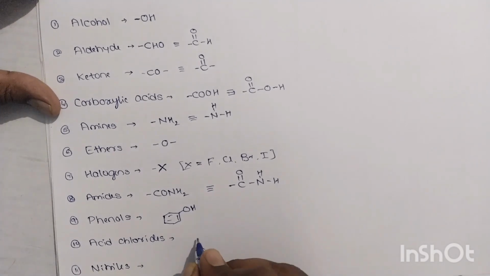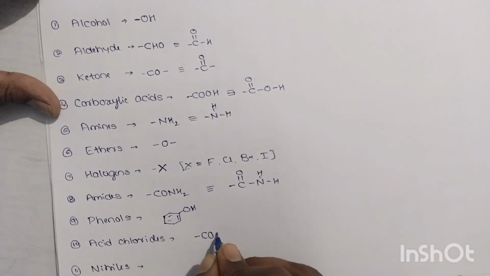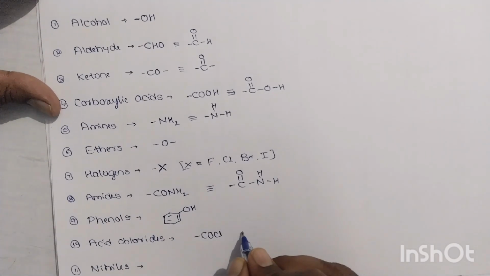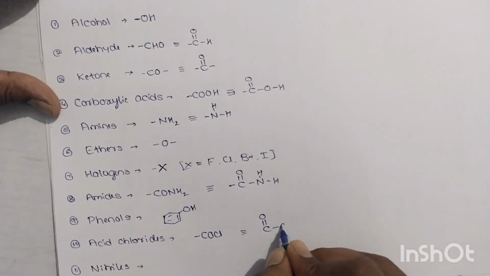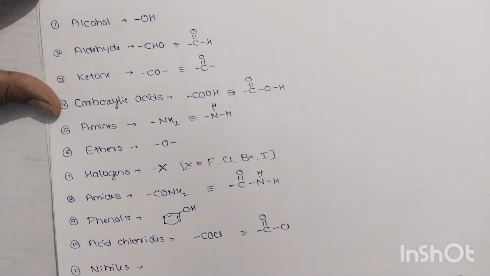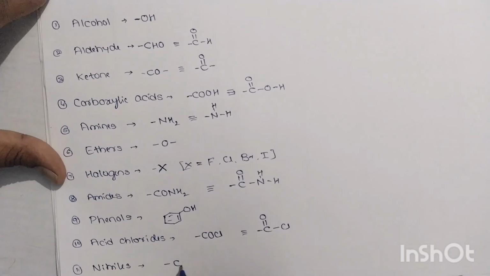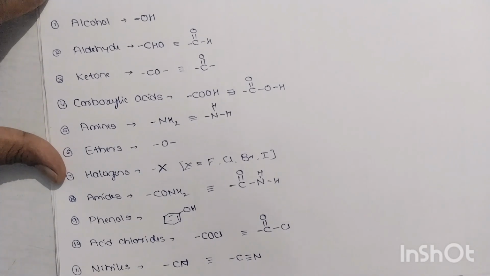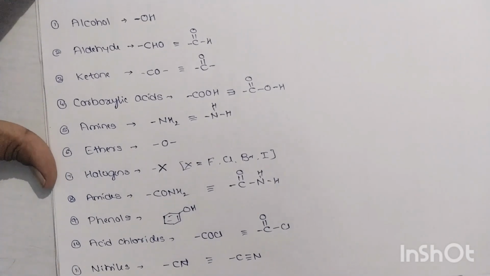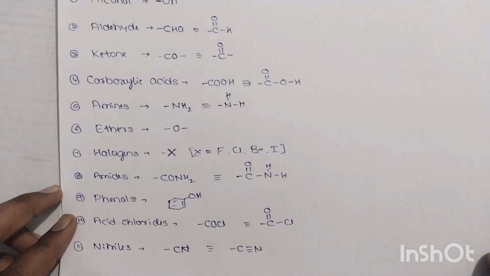Then COCl, C double bond O, Cl, is acid chloride. And then CN, we can write it like this. This is nitrile. This is the nitrile functional group. Okay, hope you have understood this.